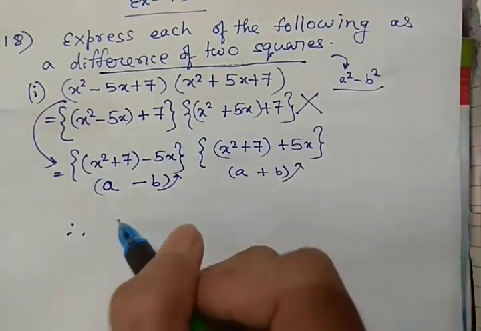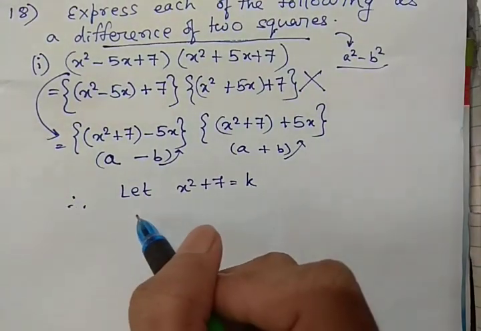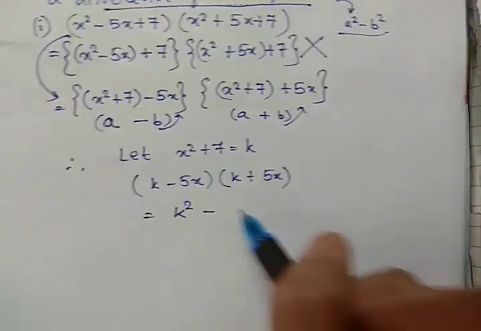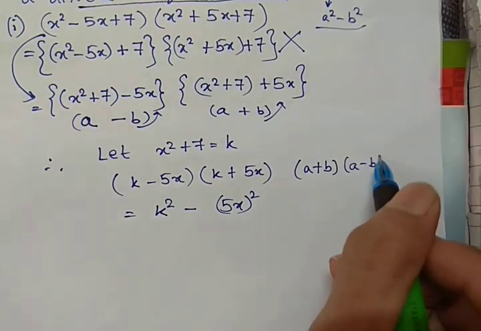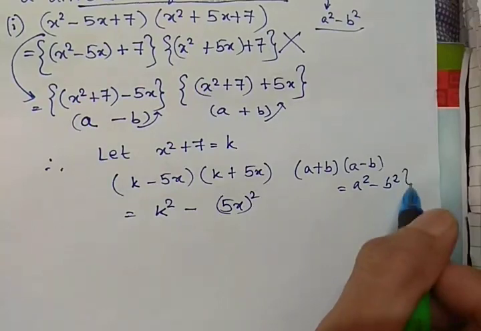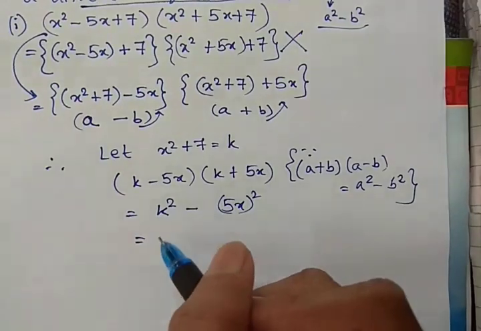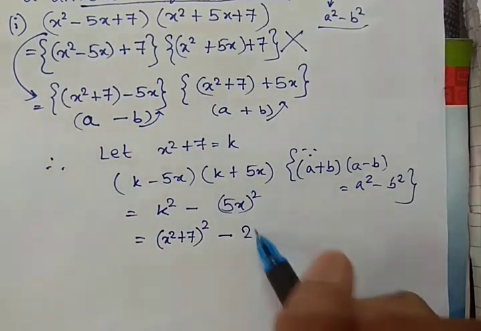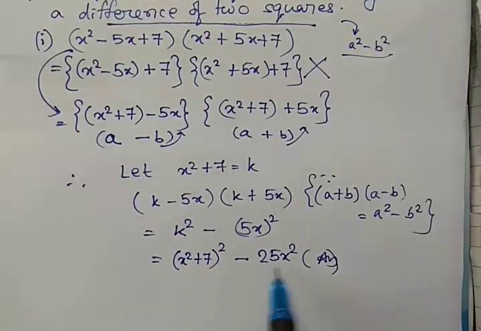Therefore let x square plus 7 equal k. Let us assume it as k. Therefore the form is (k minus 5x) into (k plus 5x). So it can be written as k square minus (5x) whole square, because (a plus b) into (a minus b) is actually a square minus b square. This is the way we have to express it. So now let us put the value of k square. k square becomes (x square plus 7) whole square minus 25x square. This is the format that is required. Difference of two squares. This is the difference of two squares.